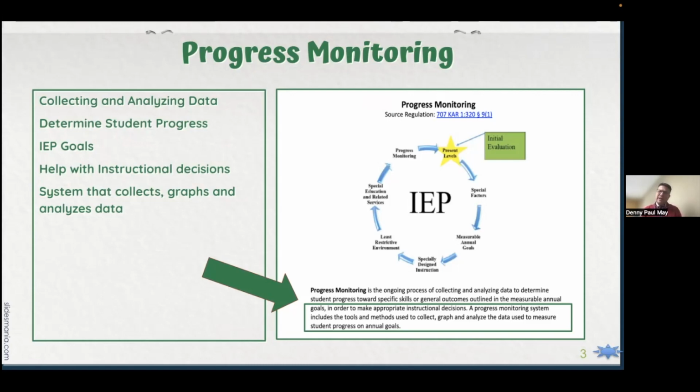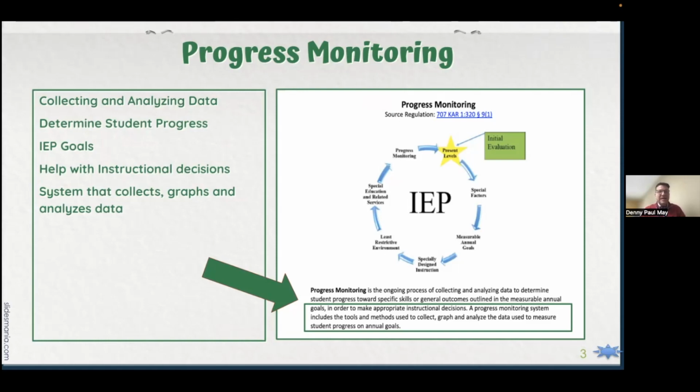When we do this, we collect and analyze data, we determine student progress, we look at IEP goals, we help with instructional decisions, and it informs us on a daily basis. What do we do next with this student? What do we do that is intentional for this student toward the goal? What specially designed instruction are we providing?